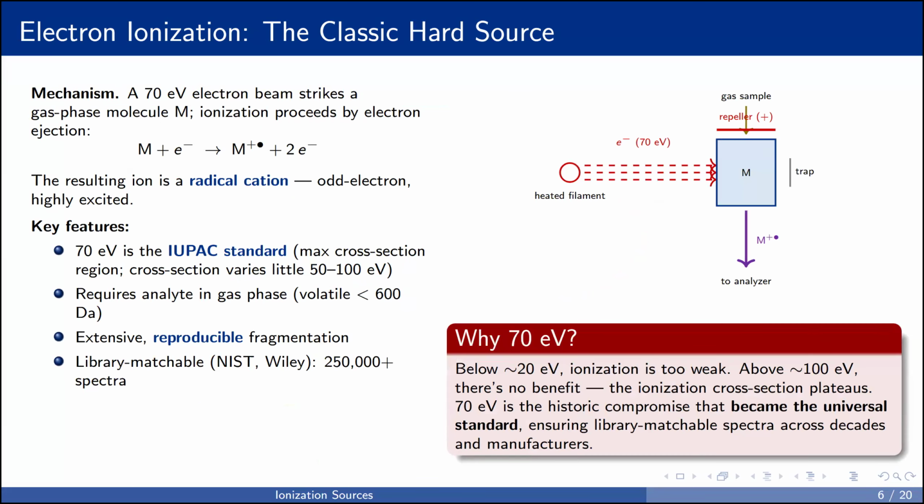Electron ionization, the classic hard source. Electron ionization is the oldest and still the most widely used ionization method for small molecule GCMS work. Let me walk through how it works. A sample in the gas phase enters the source.